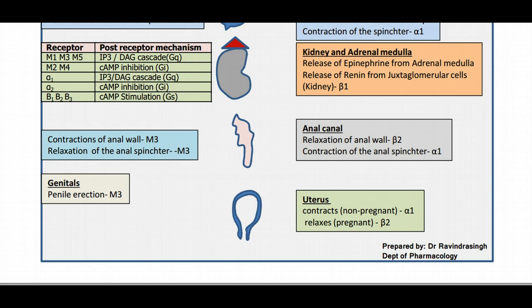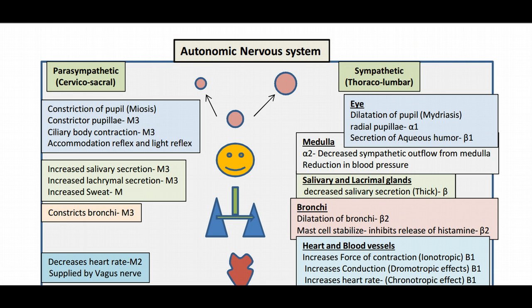Now let's go to the final area, that is the reproductive system. In the reproductive system, the effect on the genitals is mainly mediated by M3 receptors, which cause penile erection. Whereas the effect on the uterus is mainly mediated by the sympathetic system, and again the effect is mediated by two different receptors. One is alpha 1, which contracts the non-pregnant uterus, whereas beta 2 relaxes the pregnant uterus. So this finishes the basics of the autonomic nervous system.